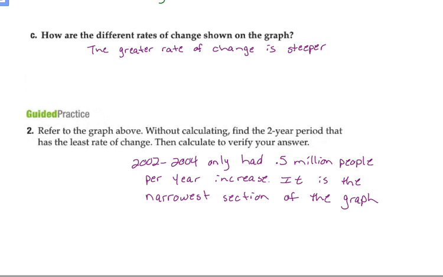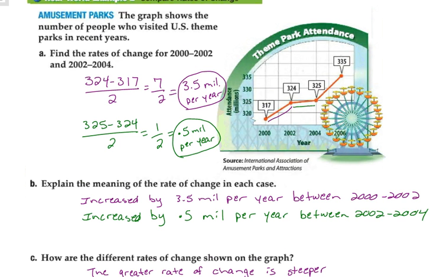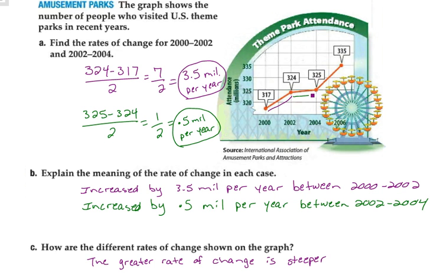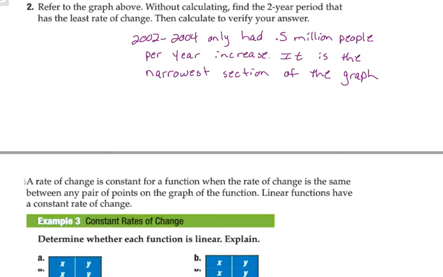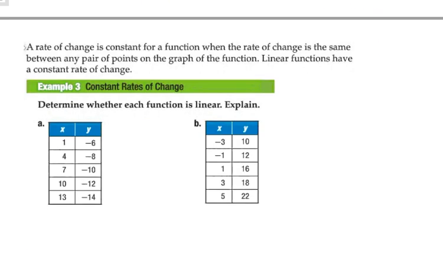Okay, again, asking you to visually analyze that graph. Without calculating, find that 2-year period that has the least rate of change. We can look at it and see that between 2002 and 2004, it's the narrowest part of the graph. Because of that, we know it's the least amount of change. So didn't really have to do any math on there. We could just visually see that.